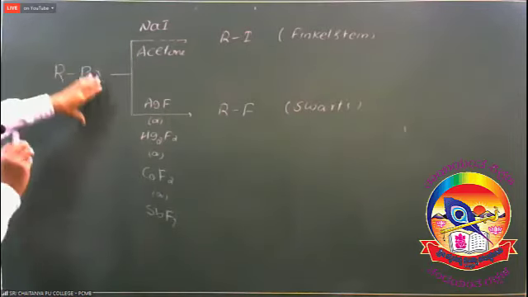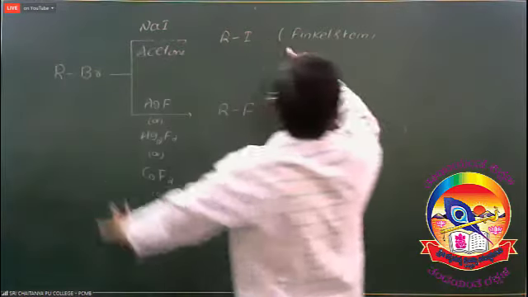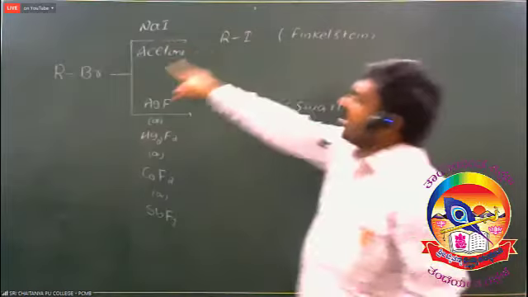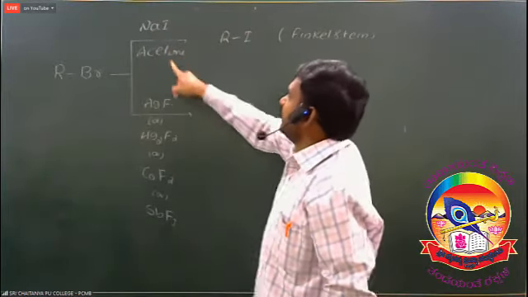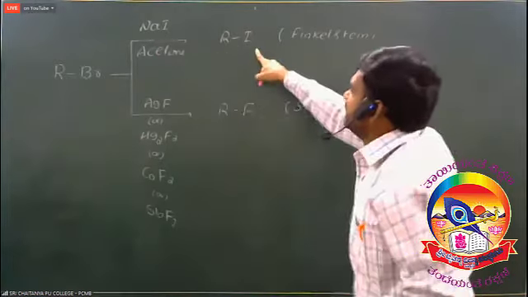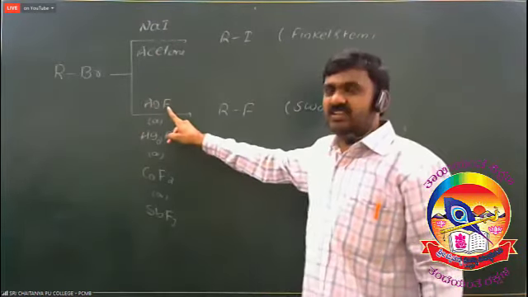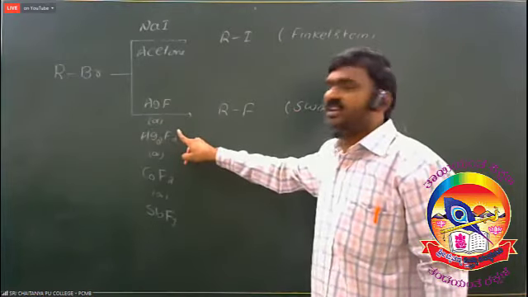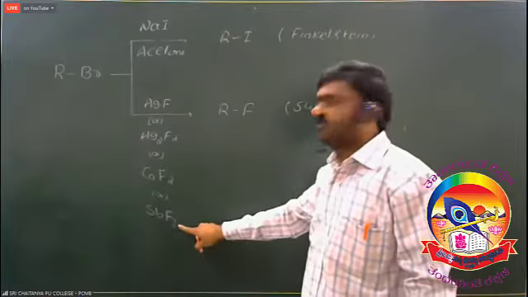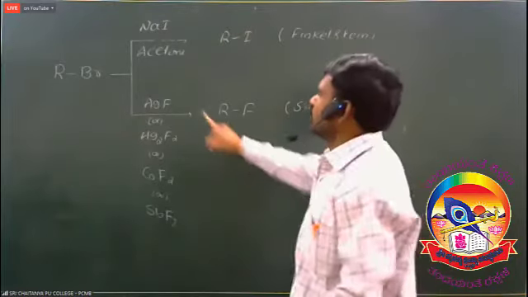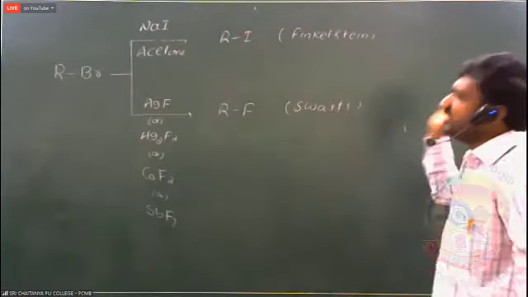Conversion of bromide or chloride into iodide is called Finkelstein reaction. Alkyl bromides treated with sodium iodide in the presence of acetone. Bromides are converted to iodides. Next one, alkyl bromides treated with either silver fluoride or mercurous fluoride or cobalt difluoride or antimony trifluoride, SbF3. So bromides are converted to alkyl fluorides. It is the Schwarz reaction.